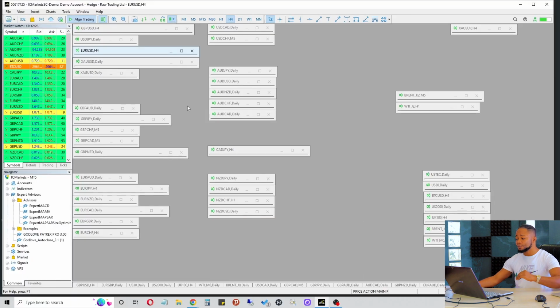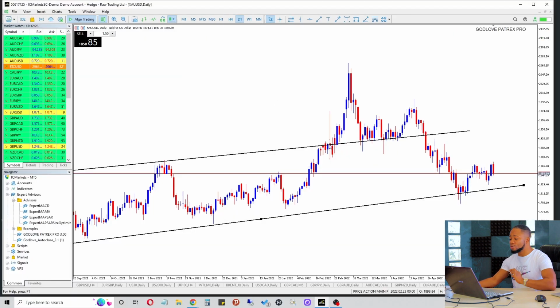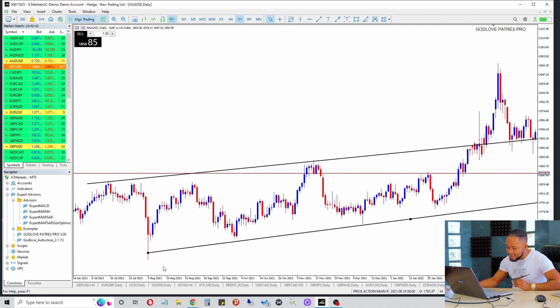Then I'll also give you guys some advantages and some tips that will help you to always have sniper entries. Look at this gold trade. This is the same trade we've been monitoring since the 9th of August 2021. Can you see this? Since the 9th of August 2021. You see, when you start trading like a profitable forex trader, you start having a history of all your trades.